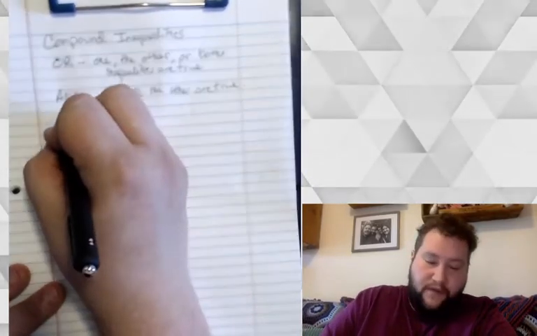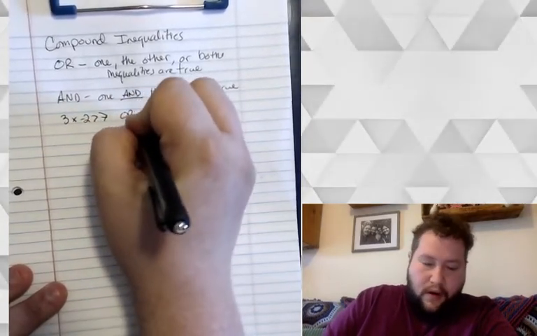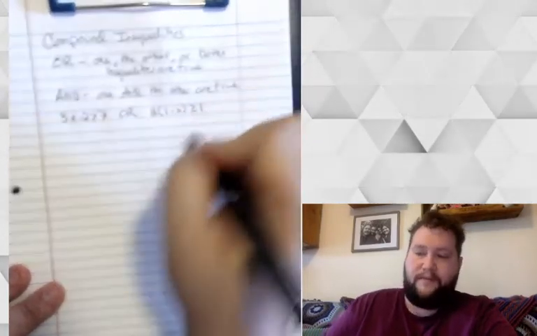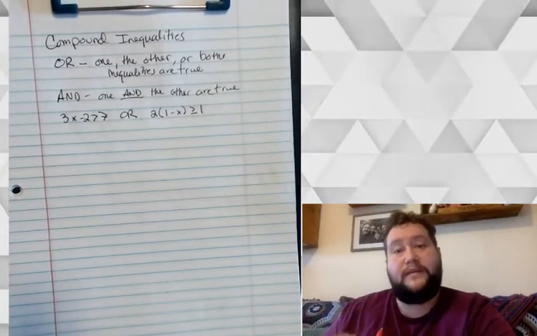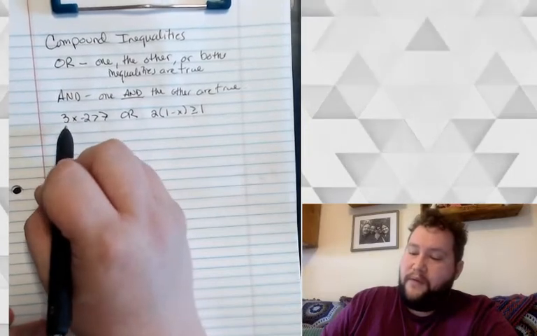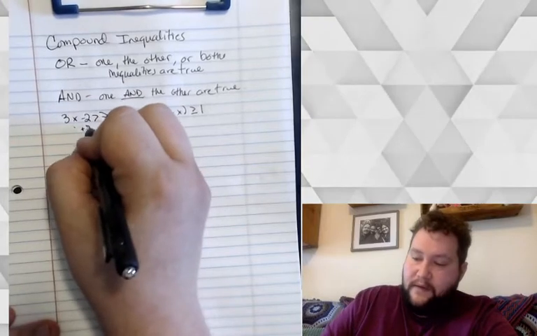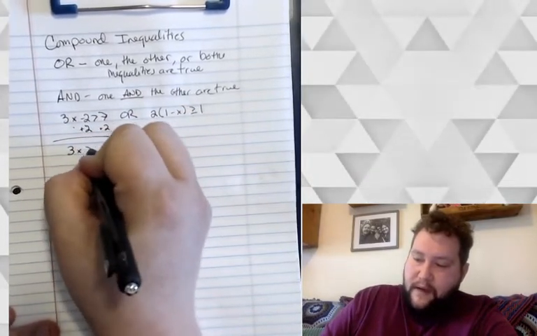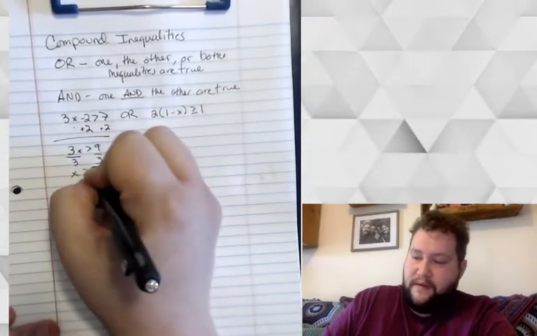So let's say we have 3x minus 2 is greater than 7, or 2 times (1 minus x) is greater than or equal to 1. So we're going to essentially solve each of these separately, and then we're going to put them together on our number line. So we need both 3x minus 2 greater than 7. So go ahead and add a 2 to both sides. So we have 3x greater than 9, divide by 3. X is greater than 3.